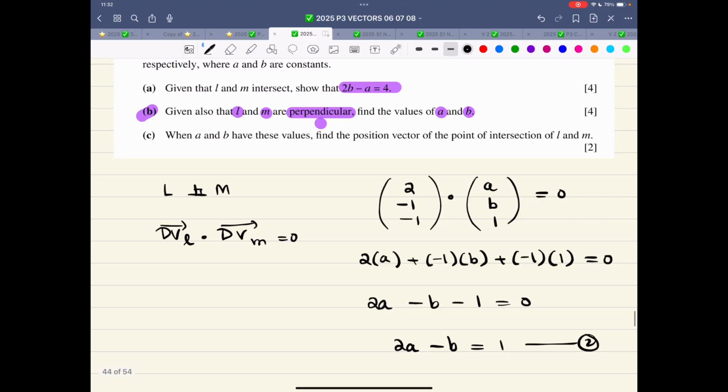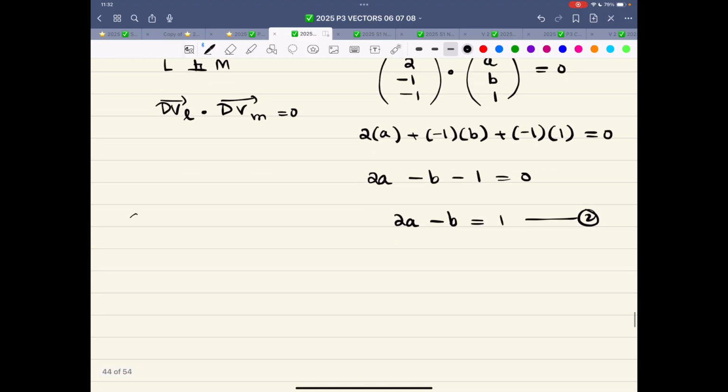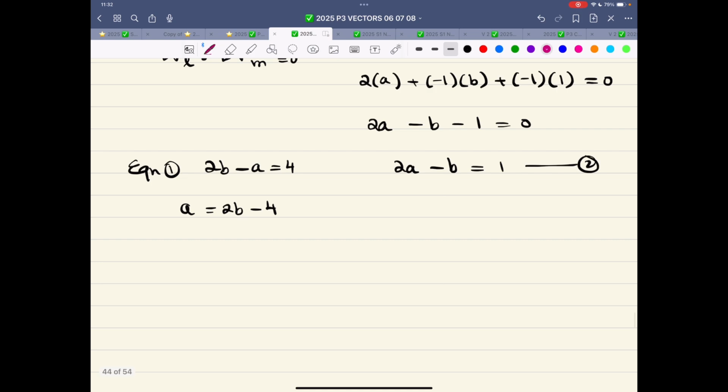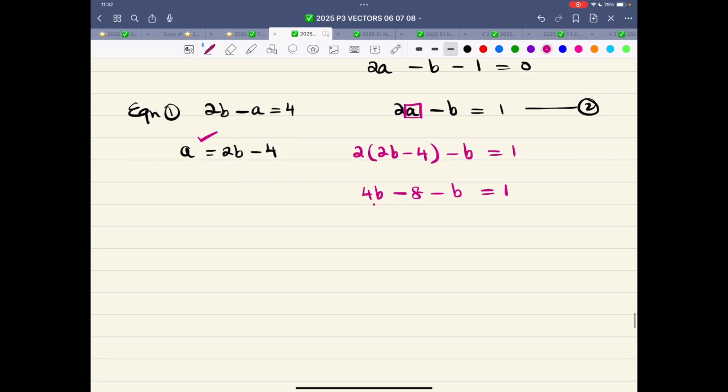What is equation number 1? That is 2B minus A equals to 4. So equation 1, 2B minus A equals to 4. Make A the subject. That is 2B minus 4. So let's substitute it over here. In place of A, write 2B minus 4. 2 times 2B minus 4 minus B equals to 1. 4B minus 8 minus B equals to 1. And then 4B minus B, that is 3B. Minus 8 taken to the other side, 1 plus 8 is 9. Therefore, B comes out to be 3.